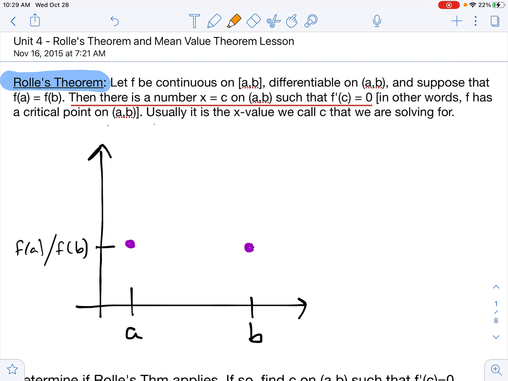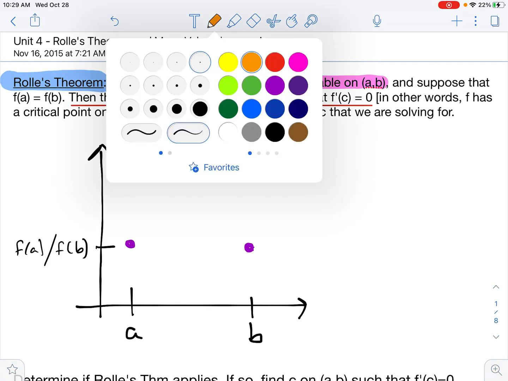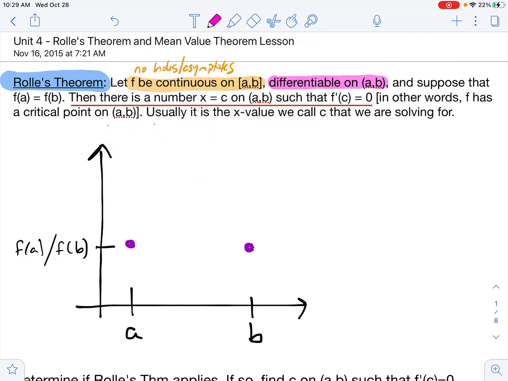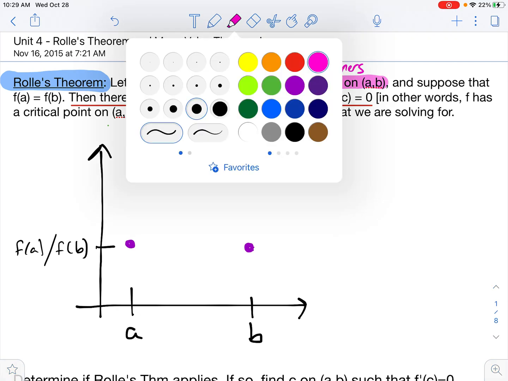First of all, let f be continuous on the closed interval a b. So no breaks, no holes, no asymptotes, right? None of that stuff. It also needs to be differentiable on the open interval. So what does that mean? Well, it means it's continuous, but we've already established that. But in this case, it's going to mean no sharp corners. So we have a continuous function that's nice and smooth flowing, as I like to say, no sharp corners, right? And suppose that f of a is equal to f of b.